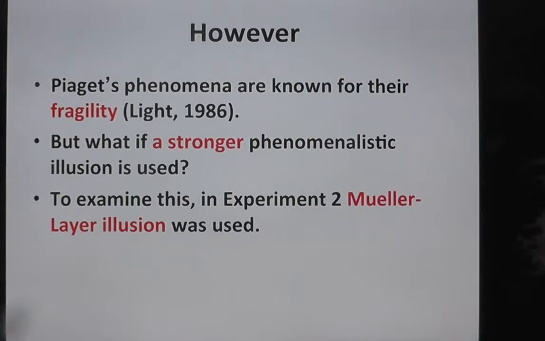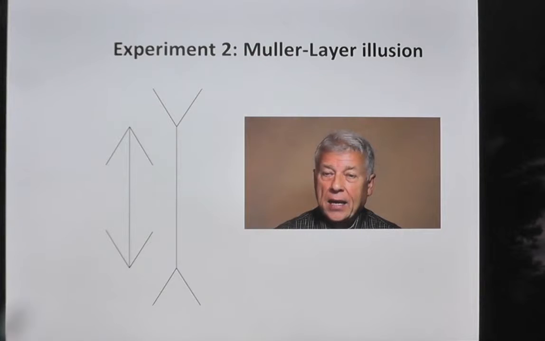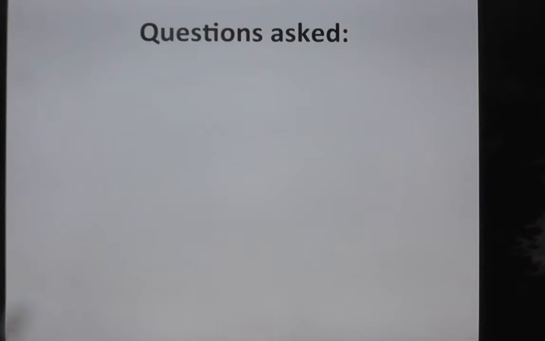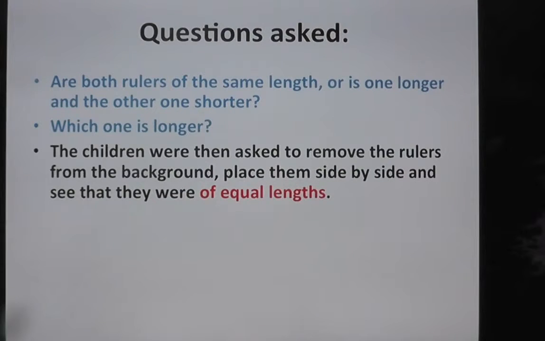To examine this, in experiment 2, the Miller-Lyer illusion was used. Children of the same age groups were shown a board with two equal rulers stuck to the background drawings. One had its angles directed upwards and the other one downwards. The illusion makes us see the ruler with the dove-tailed endings look longer. The children were asked, are both rulers of the same length, or is one longer and the other one shorter? Which one is longer? The children were then asked to remove the rulers from the background, place them side by side, and see that they were of equal lengths.